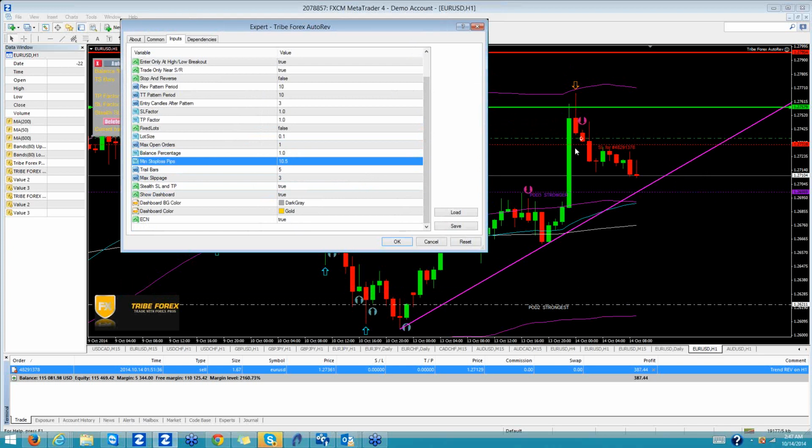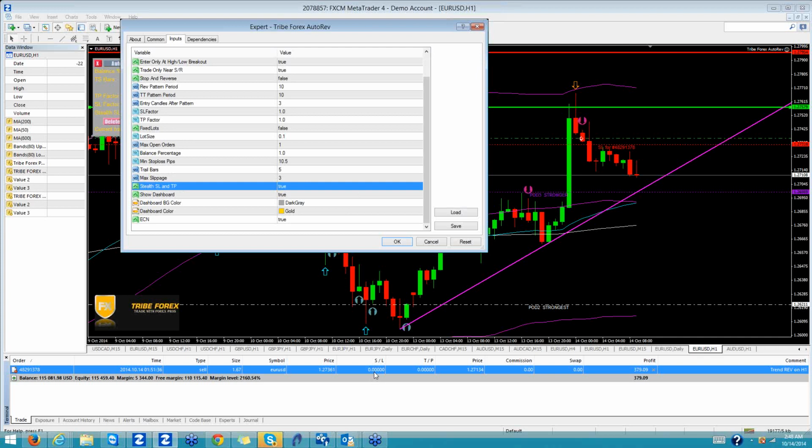Now, what does that mean? It means that we'll take the 5 pip candle or the 5 pip signal, but we'll just make our stop loss at least 10.5 pips. Trailing bars I've just talked about. Maximum slippage: if the market drops down a little bit from where we should have gotten into an entry, we'll still get into the trade within 3 pips of where the optimal entry would be.